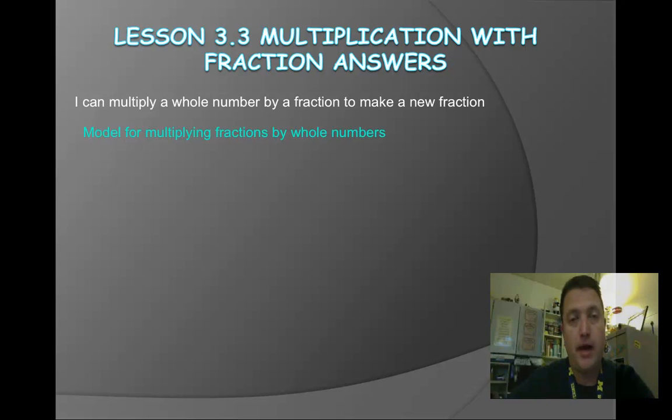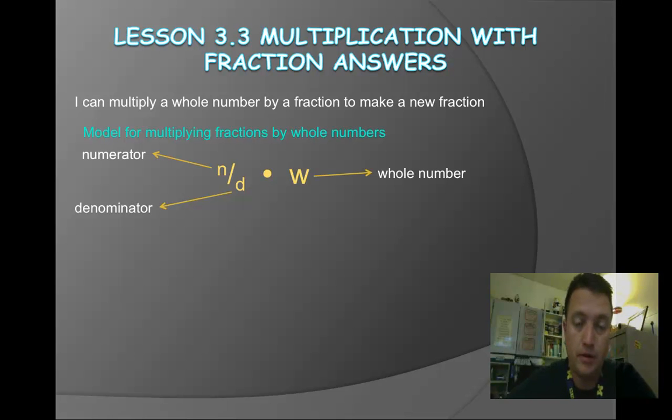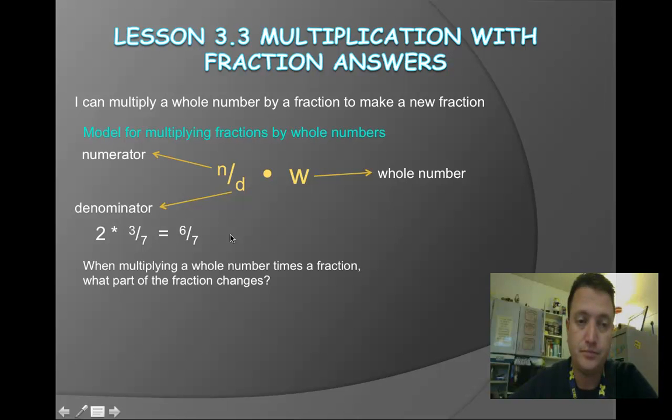So we're going to talk about a model for multiplying fractions by whole numbers. I briefly discussed this in class today, but I want you to just take a good look at it again. N over D times W, where N stands for our numerator, D stands for our denominator, and W stands for the whole number. So when we multiply fractions, that's what we're doing. Taking that whole number times a fraction. And when we do that in this case, we've got 2 times 3/7 equals 6/7.